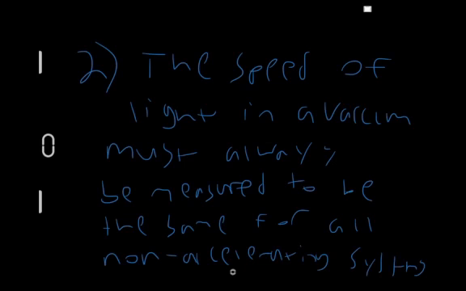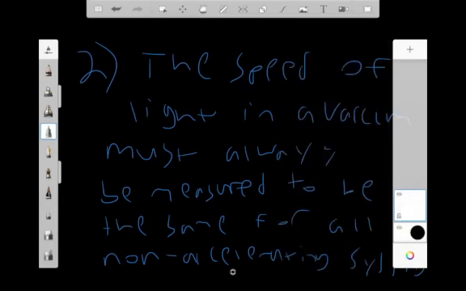So what do these two principles mean? What are these two assumptions? What are they saying? Well, what they are saying is, Einstein's saying it's an establishment of relative motion. It's an establishment of relative motion.